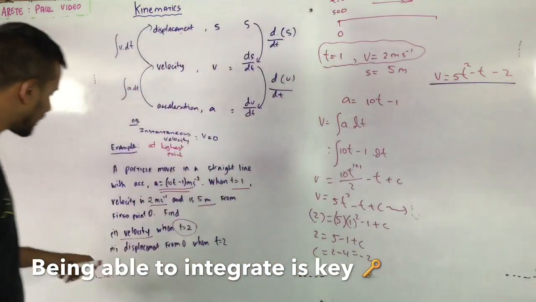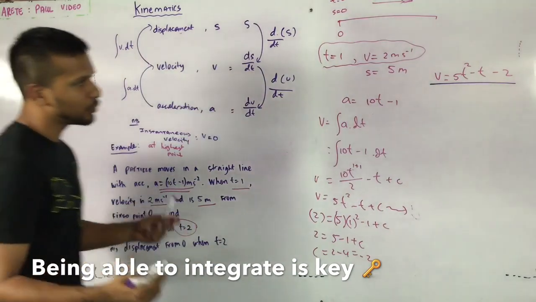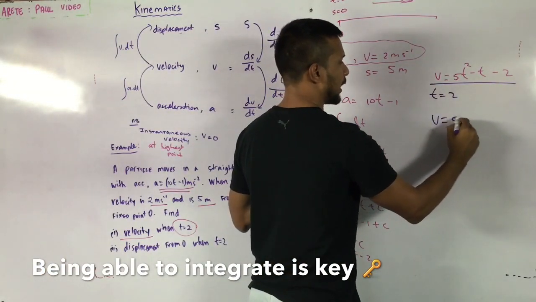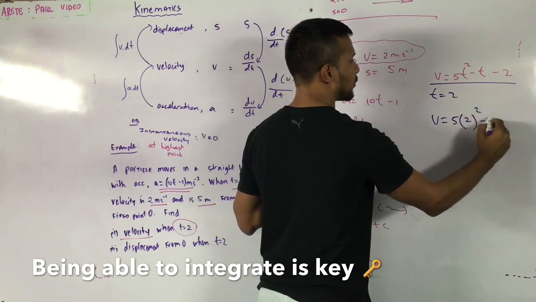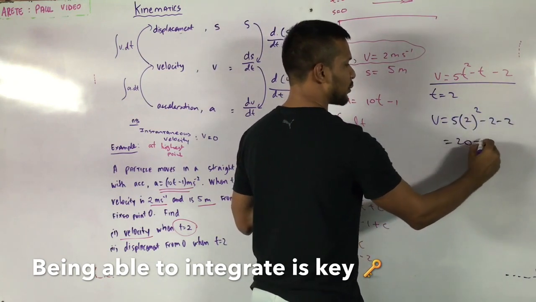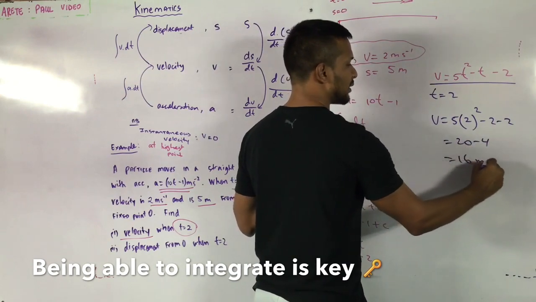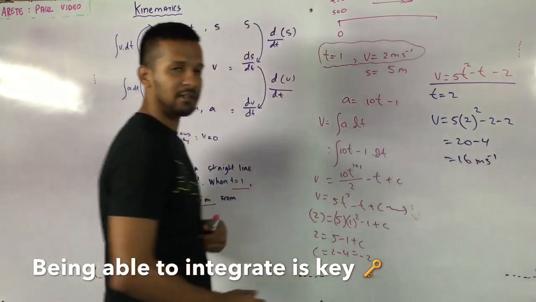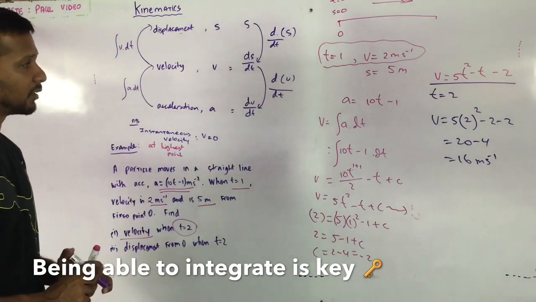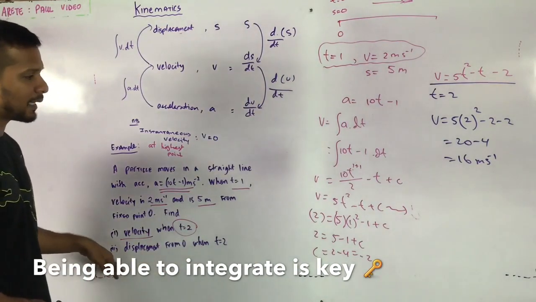Now we can go back and say, when t is 2, we can easily find the velocity. That will be 5 by 2 squared minus 2 minus 2. 2 squared is 4, by 5 is 20, minus 4. So the answer is 16 meters per second. Very good.